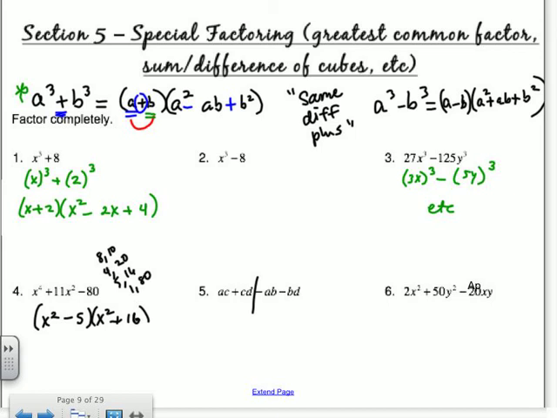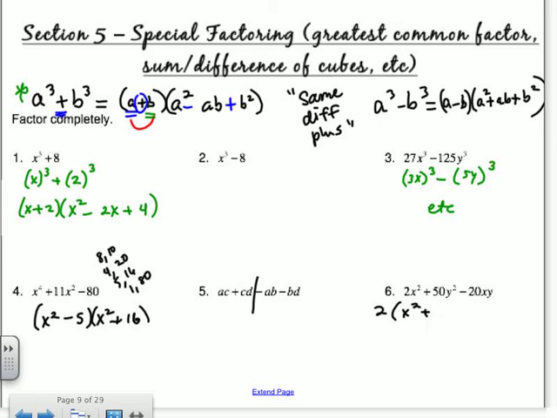All right, number 5 is just a split the middle one. So the first terms have a c in common, and the second terms have a b in common. So work from there. Number 6, mine has AP written in the middle of it. Okay. Number 6, pull out a common factor.